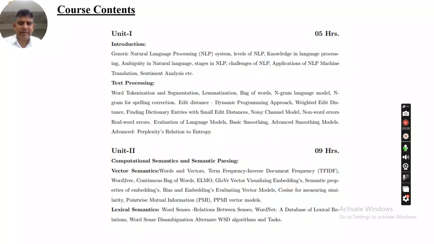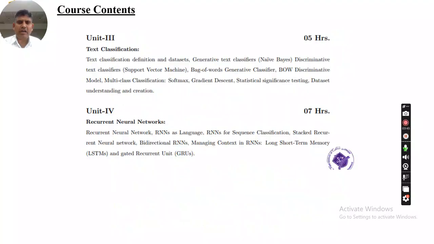and PPMI vector models. In the second part of unit number 2, we will learn about lexical semantics, which talks about word sense disambiguation and the different algorithms related to that. This unit number 2 is dedicated for 9 hours.